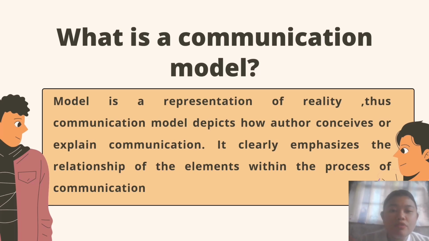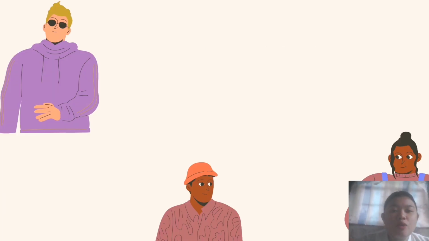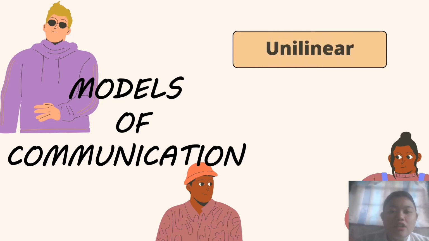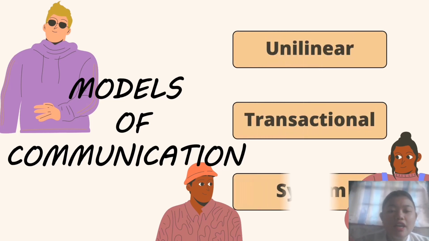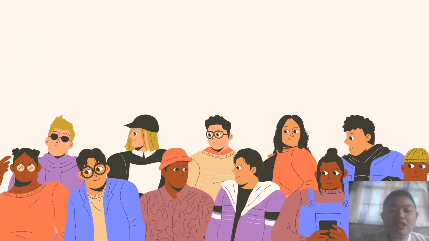There are a lot of communication processes, which of course are called models, and we have different kinds of models of communication that I will be discussing for you today. At this point in time, we have three models of communication. The previous reporter, as I've mentioned, already discussed the unilinear model. Right now, I am going to highlight the remaining two, which are the transactional model and the systems model. So let's start with the transactional model.